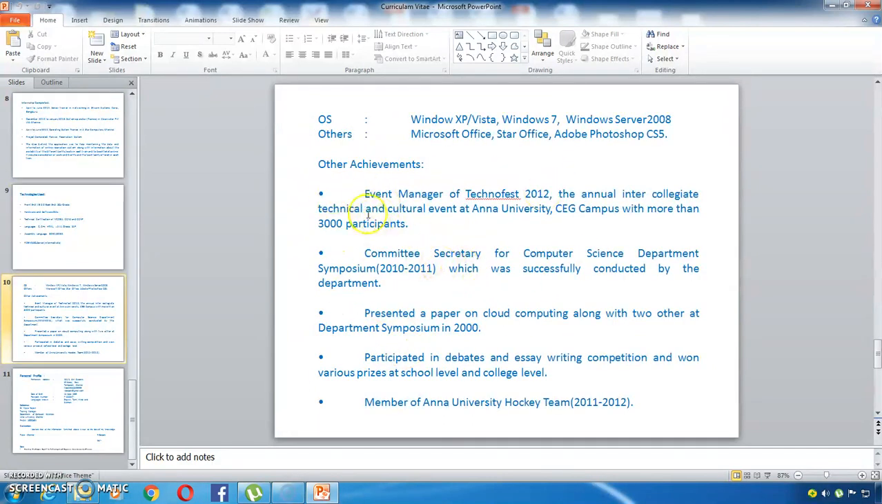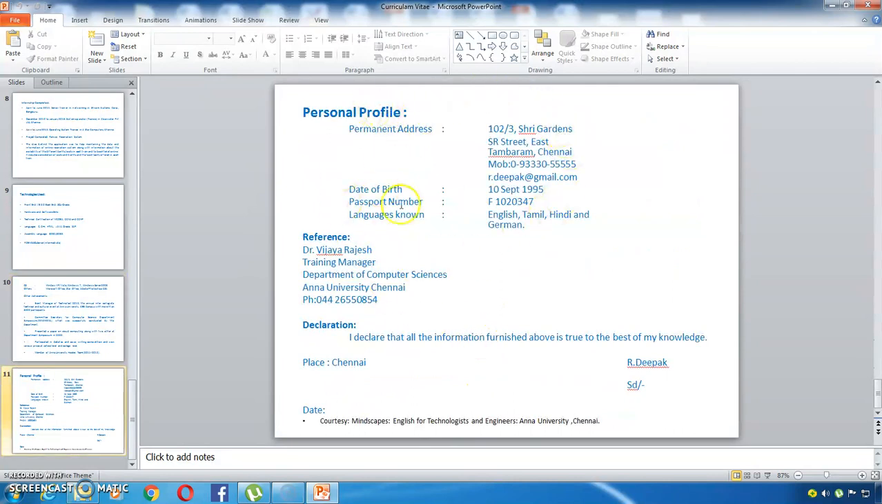And other achievements: he worked as an event manager, committee secretary, has presented papers, participated in debates, and he was also a member of the Anna City hockey team. You can furnish all the details here. And personal details come towards the end. You can give only the tidbits of your personal details, like permanent address, date of birth, passport number, and languages known. And it's very, very important to furnish the details of references.